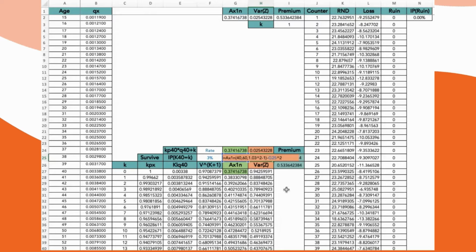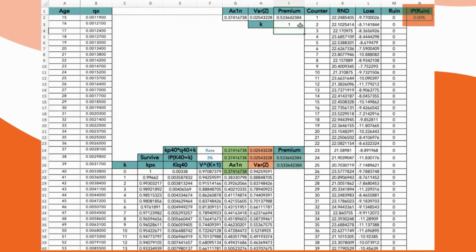For the premium, it is simply the actuarial present value of Z plus k times the square root of the variance of Z, but we don't know what k is, and for that we are going to suppose it is 1 until we find the k that minimizes, at least until the 5%, the probability of loss.